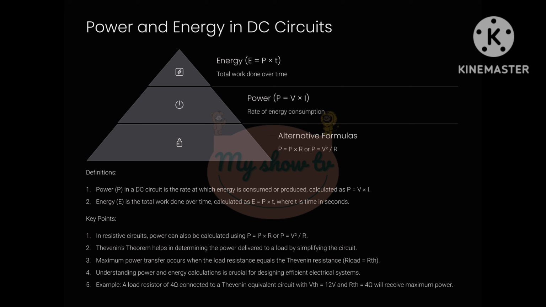Example: a 4 ohm resistor connected to a Thevenin equivalent circuit with VTh equals 12 volts and RTh equals 4 ohms will receive maximum power. Using the formula, we can calculate power easily. Understanding these principles helps in designing efficient systems, avoiding energy loss, and optimizing performance.